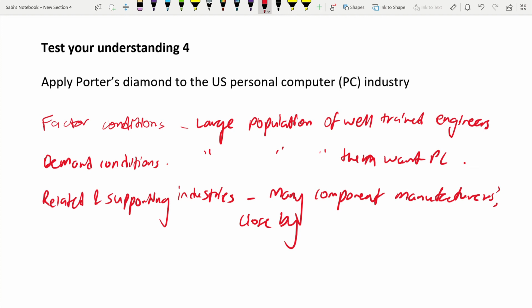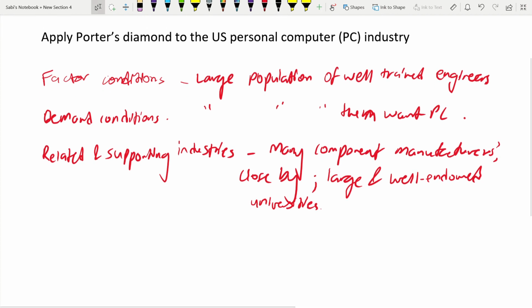Okay, large and well-endowed universities are nearby. Even the universities are there nearby. So large and well-endowed universities are close by. So it's easy to have access to people in the university. It's easy to have access to the component manufacturer because everything is close by. And finally, the firm strategy. Rest all you can fill in the blanks.